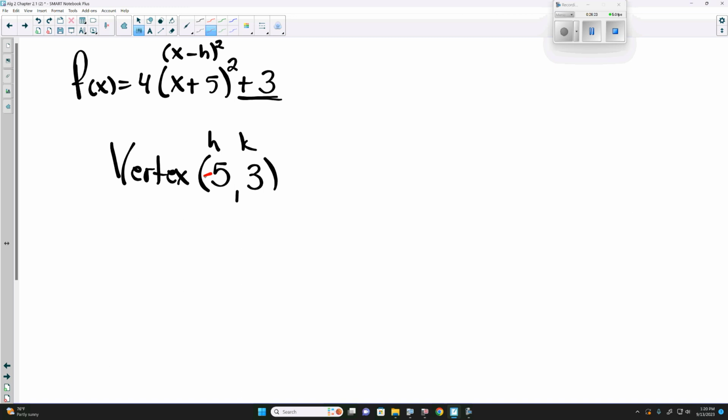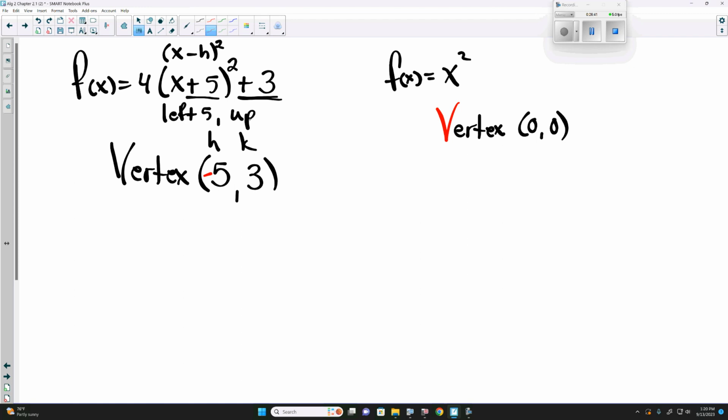Because our parent function, f of x equals x squared, the vertex is the point 0, 0. So here we're saying with plus 5 that we're moving left 5 and up 3, which means with our vertex we move left 5 for the x. Well, 0 minus 5 is negative 5. Up 3, we add 3 to the y, giving us negative 5, 3. Questions on this here?